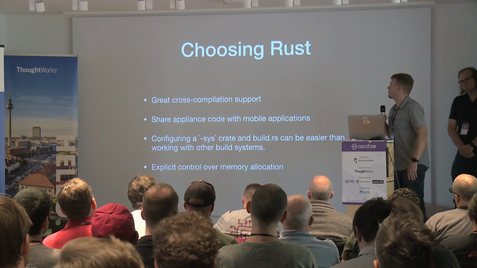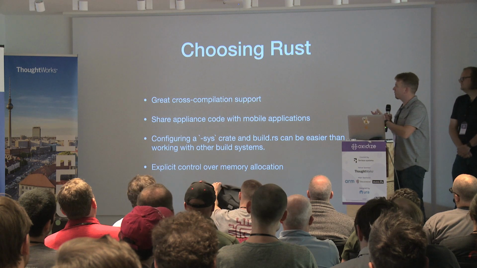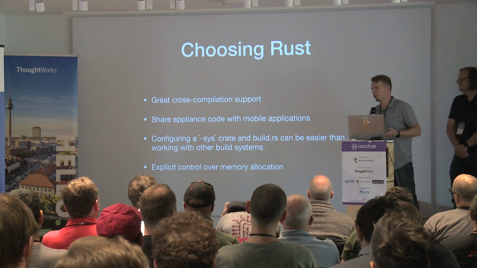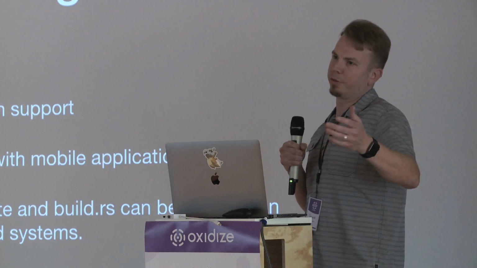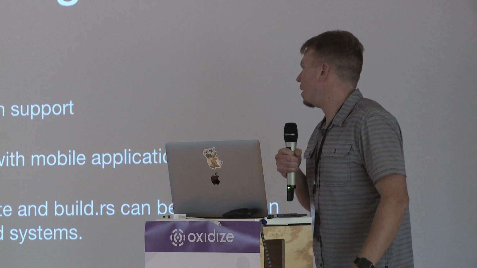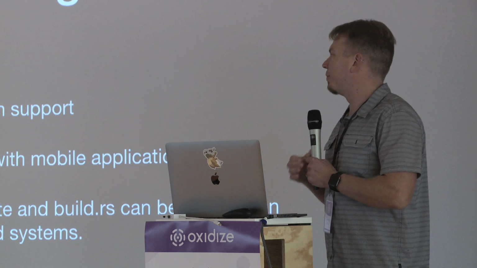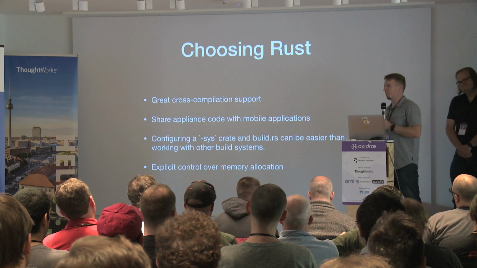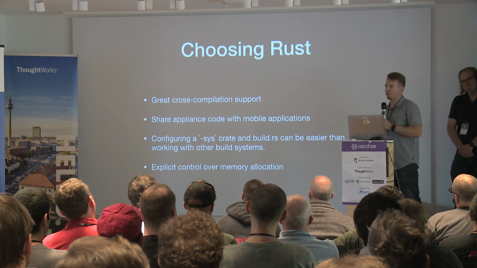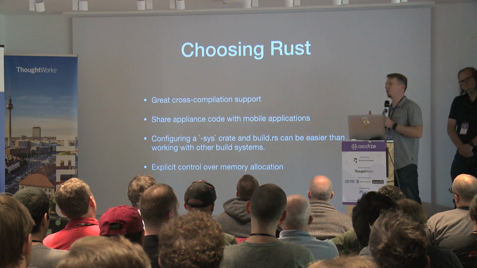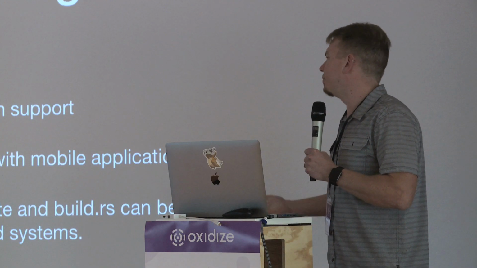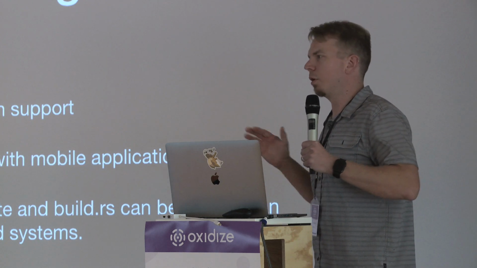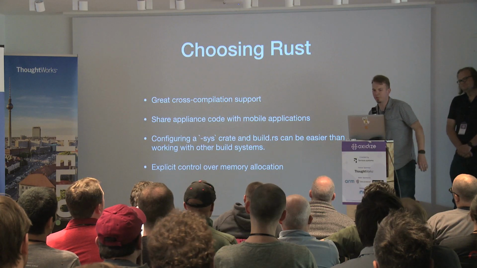A big part of the reason why we chose Rust is it has great cross-compilation support. We can actually share parts of the code that are running on our appliances with our mobile applications to integrate with those appliances. One unexpected benefit is we found that configuring the building of other third-party libraries, especially for different architecture targets, was actually a lot easier to do using build.rs and just having cargo build run the whole integration of different technologies.